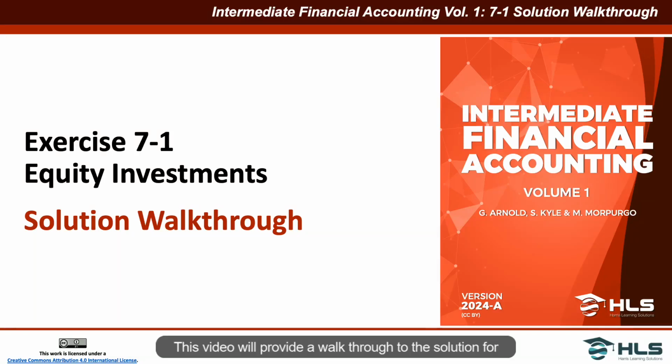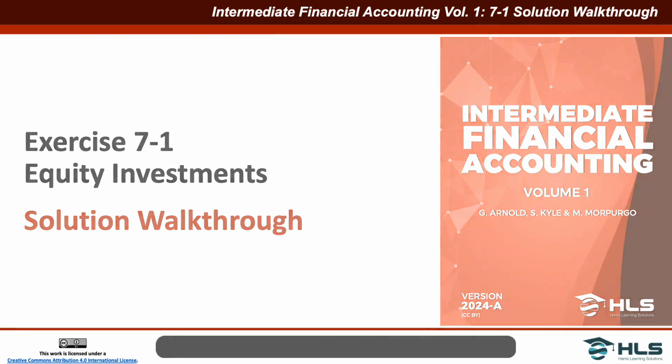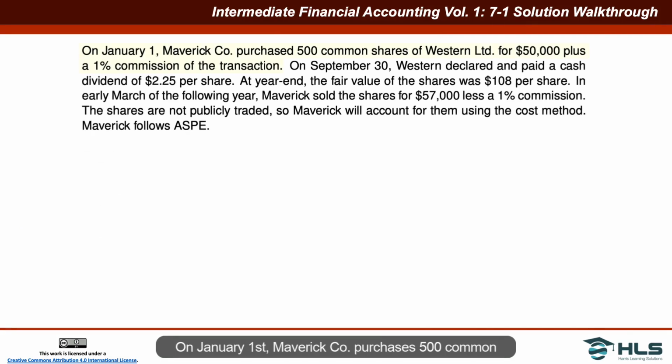This video will provide a walkthrough to the solution for exercise 7.1 on equity investments. Here's the data for our problem. On January 1st, Maverick Company purchases 500 common shares of Western Limited for $50,000 cash plus a 1% commission on the transaction. On September 30th, Western declared and paid a cash dividend of $2.25 per share. And then at year-end, the fair value of the shares was $108 per share. Then, in early March of the following year, Maverick sold the shares for $57,000, less a 1% commission.